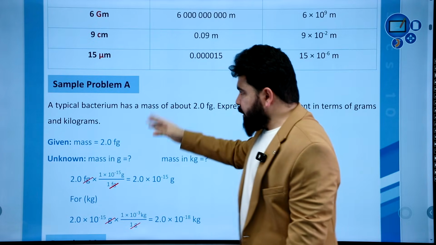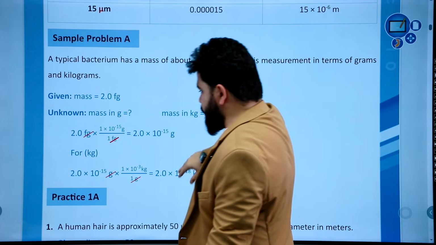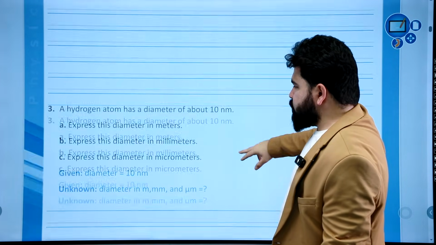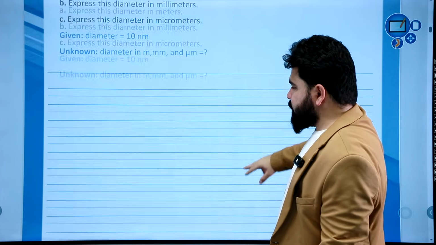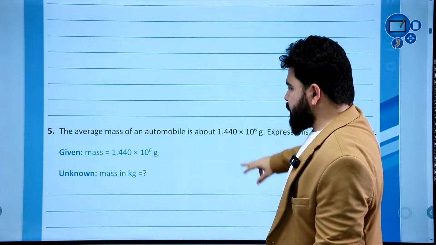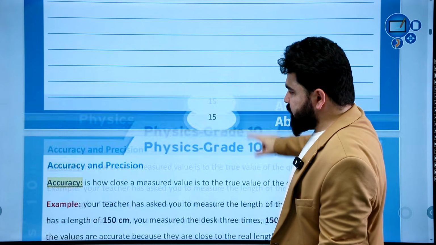Sample problem A, this is also just unit conversions. Try to do them too. Okay. Chapter 1 is not that difficult. I think most students can easily deal with it. It's basically unit conversion and areas of physics.